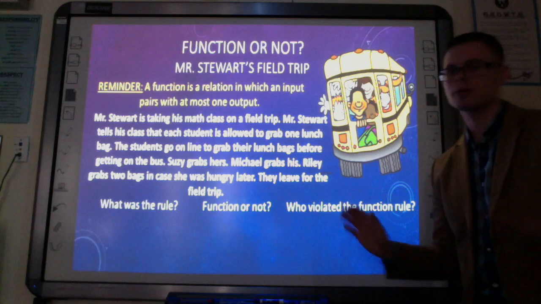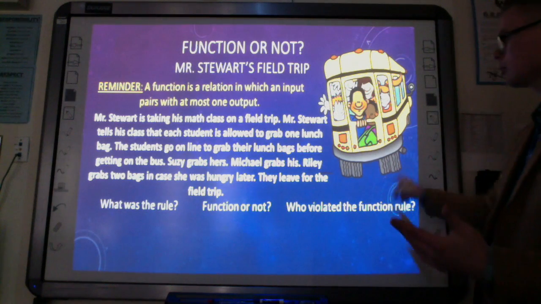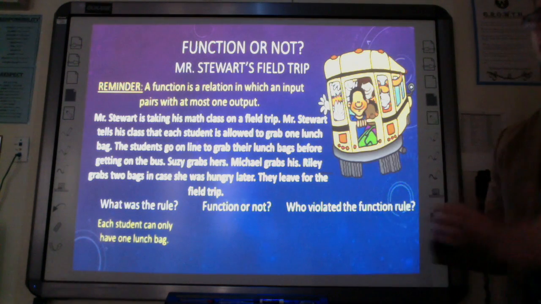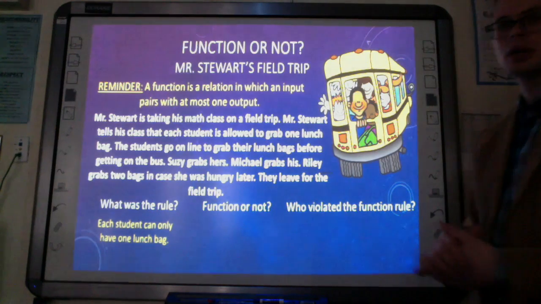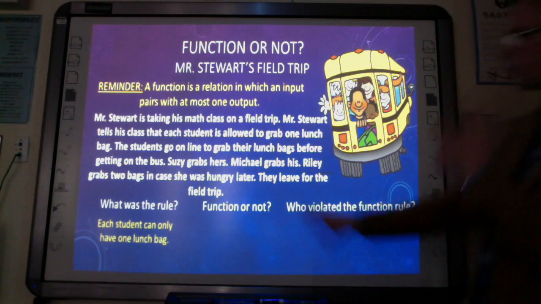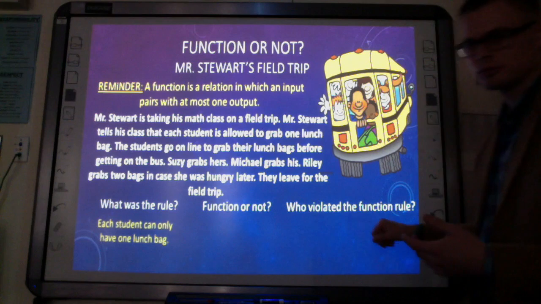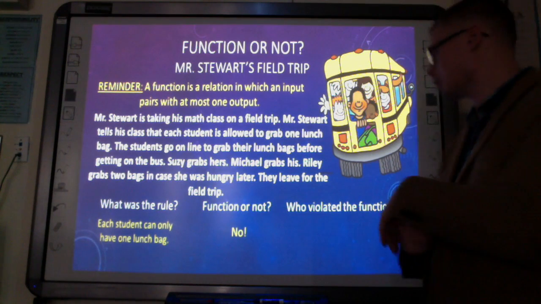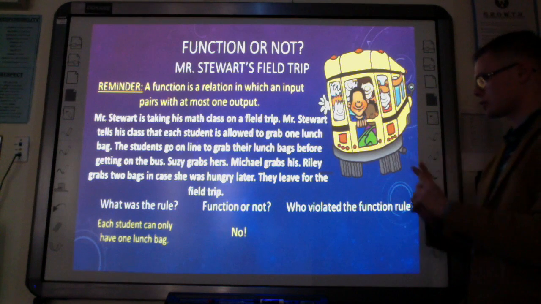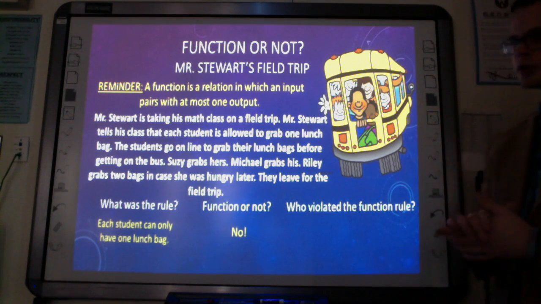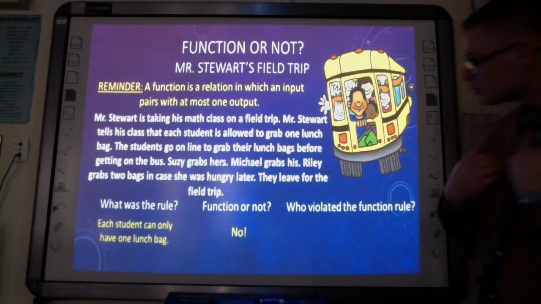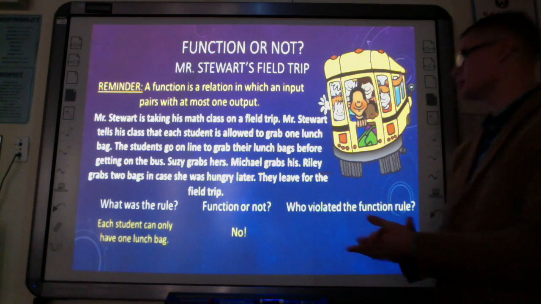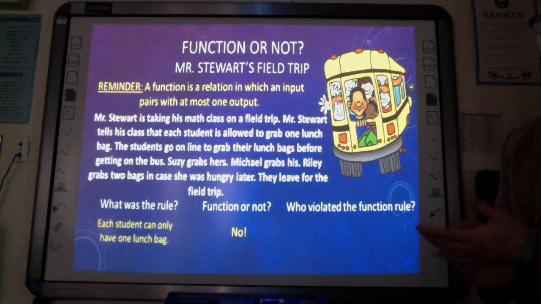Now, I just want to ask you what the rule was. Well, the rule was each student can only have one lunch bag, okay? So, is this an example of a function or not? And you'd be right if you said no. It is not a function because someone violated the function rule. Try to figure out who violated the function rule. Was it me? Was it Susie? Was it Michael? Okay? Was it Riley?